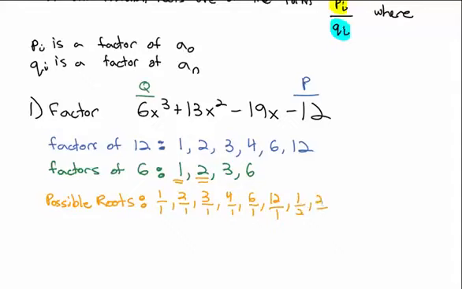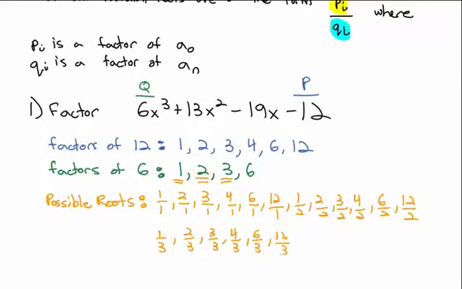1 over 2, 2 over 2, 3 over 2, 4 over 2, 6 over 2, and 12 over 2. Then we put them all over 3. 1 over 3, 2 over 3, 3 over 3, 4 over 3, 6 over 3, 12 over 3. Then we put them all over 6. 1 over 6, 2 over 6, 3 over 6, 4 over 6, 6 over 6, and 12 over 6.